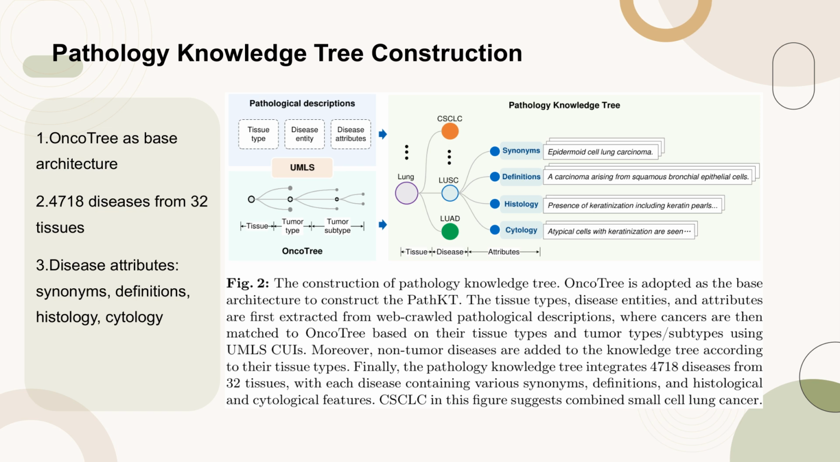The final pathology knowledge tree integrates 4,718 diseases from 32 tissues, with each disease node containing various attributes such as synonyms, definitions, histological features, and cytological features. An example of a disease node in the tree is combined small cell lung cancer, CSCLC.